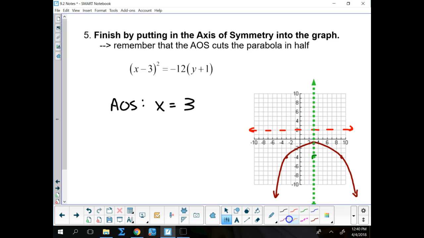Or simply, if it's an up-down parabola, it's x equals the x part of the vertex. If it's a left-right parabola, it's y equals the y part of the vertex. Okay? Or of the focus. Actually, no, I shouldn't say that. Yeah, I could say that, because it's the x part of the focus.